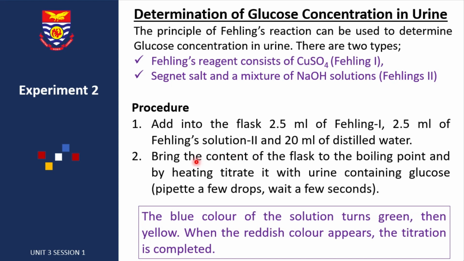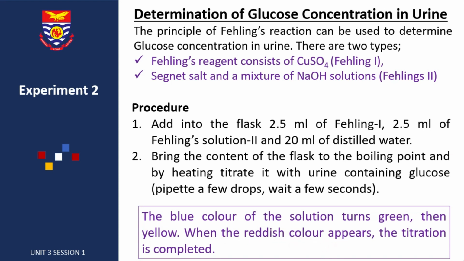Now you bring this content to boil, and by heating it, you do your titration by adding the urine containing the glucose dropwise using a Pasteur pipette or a pipette, and then you look out for the endpoint. So the blue color of the solution turns green and then yellow. Now it will eventually turn to the red color when the titration is complete.